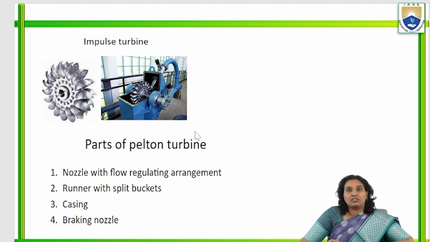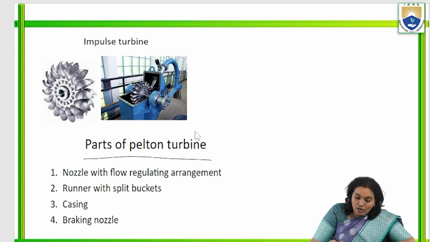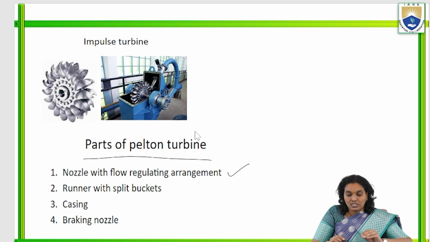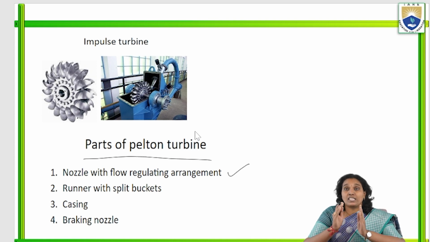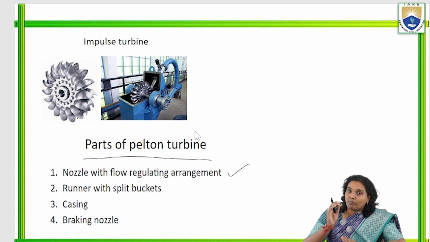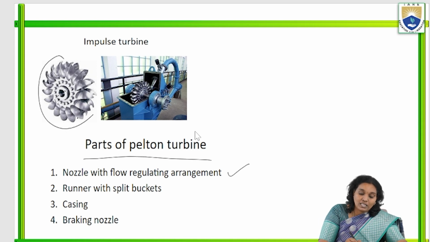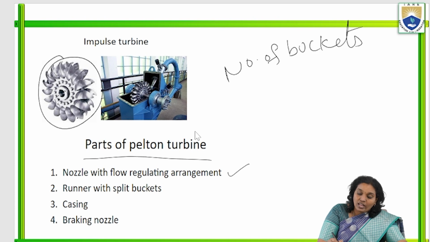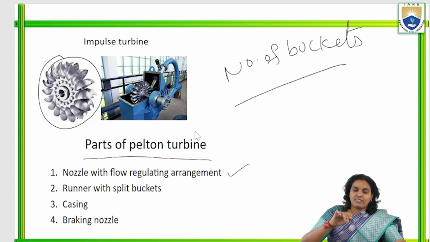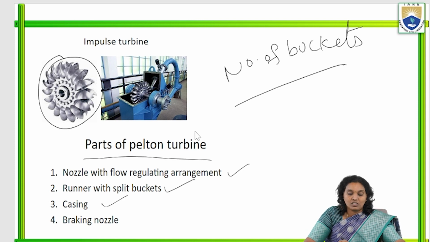Now the parts of the Pelton turbine: the nozzle with flow regulating arrangement. This flow regulating arrangement helps to control how much jet of water is required for the designed turbine bucket, how much water is carried by each vane, based on the number of buckets. This is also understood at the time of design. Then the runner with split buckets, the casing which is protecting, and the braking nozzle. These are the parts of the Pelton turbine.